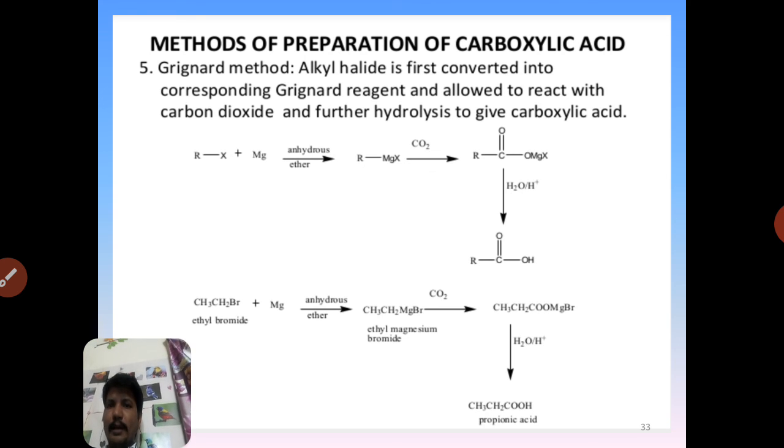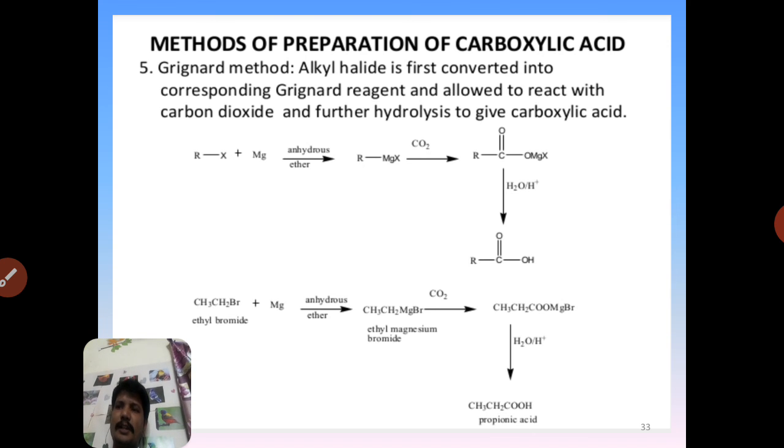The drawback of this method is that we can't prepare formic acid, because here HMgX is not a Grignard reagent. So above formic acid, we can prepare any carboxylic acid. For example, ethyl bromide, you can use any halide. Ethyl bromide when reacted with magnesium metal in the presence of anhydrous ether gives ethyl magnesium bromide. This is the Grignard reagent.